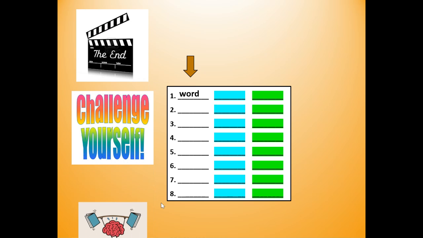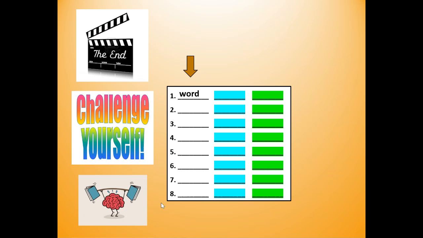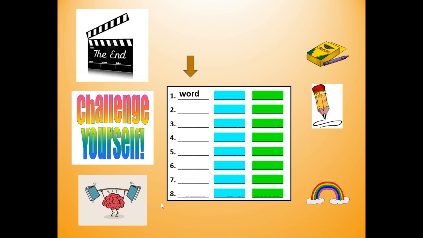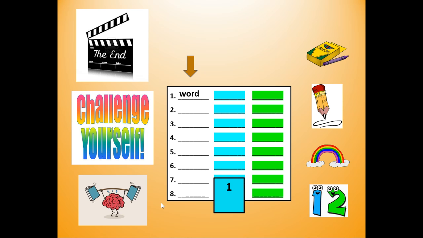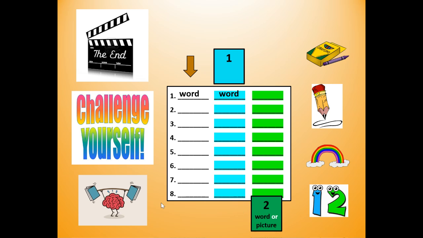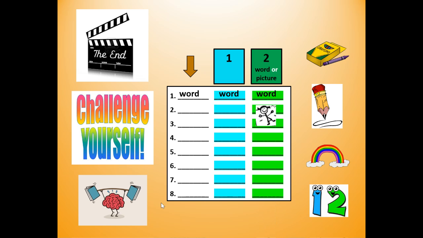All right, it's the end of our lesson. It's time to challenge yourself. You've already written all 8 of your words. It's time to get your crayons or your pencil, if you haven't already, to rainbow write or just write your words up to 2 more times. And then the second time you can write the word again or a quick picture or sketch.